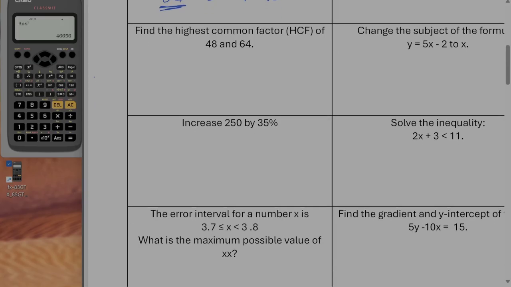Find the highest common factor of 48 and 64. On a calculator paper, you can find the highest common factor on a calculator, but I always find the easiest way is to just view it as a fraction. And then whatever it simplifies down by is the highest common factor. So it simplifies to 3/4, which means 48 divided by 3. It's simplified down by 16, so the highest common factor would be 16.